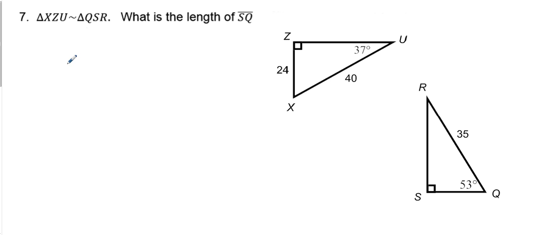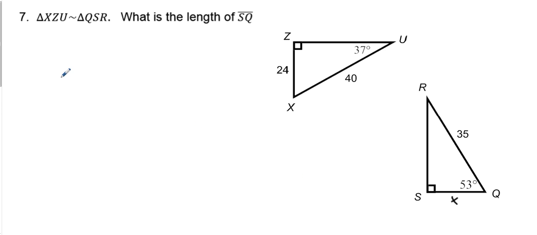All right, next up, number 7. It says triangle XZU is similar to triangle QSR, and it asks us to find the length of side SQ. Now, SQ, let's call that X. That's the side we're looking for here.